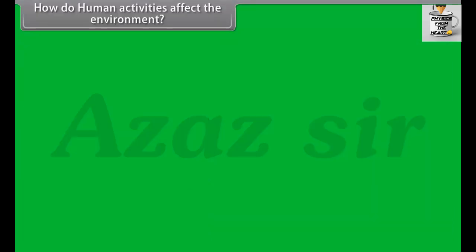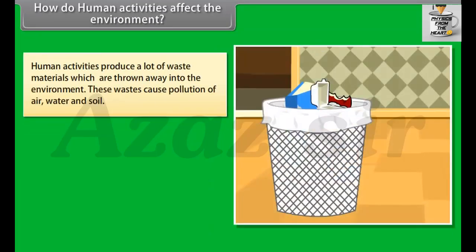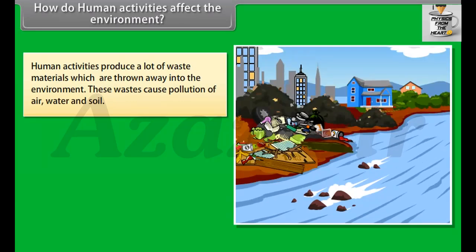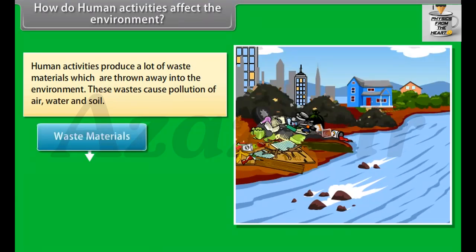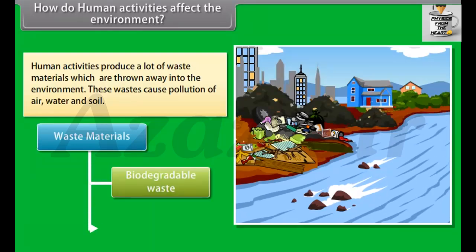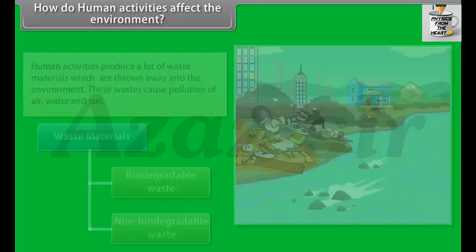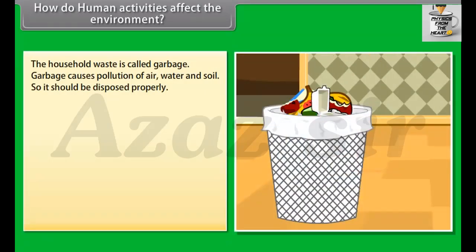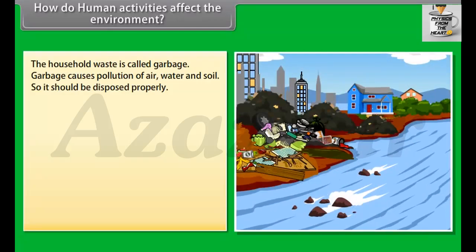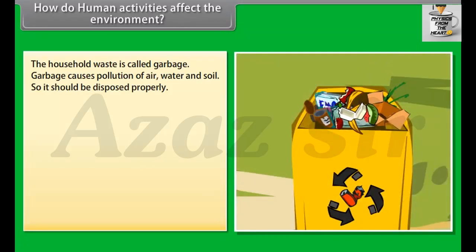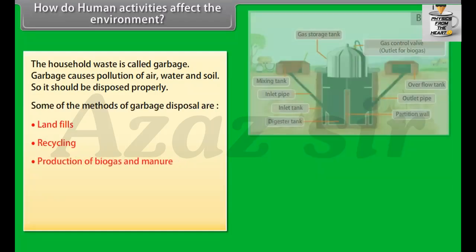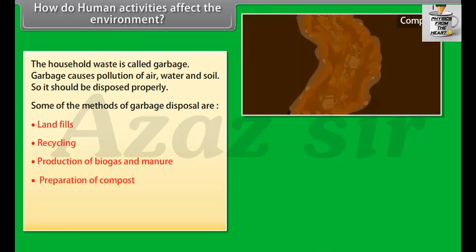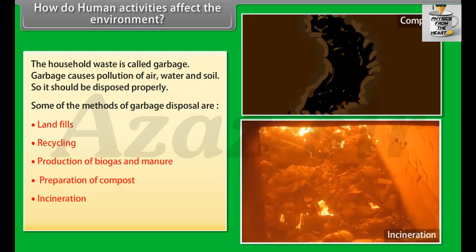How do human activities affect the environment? Human activities produce a lot of waste materials which are thrown away into the environment. These wastes cause pollution of air, water and soil. The waste materials produced are of two main types. They are biodegradable waste and non-biodegradable waste. The household waste is called garbage. Garbage causes pollution of air, water and soil, so it should be disposed of properly. Some of the methods of garbage disposal are landfills, recycling, production of biogas and manure, preparation of compost, incineration, sewage treatment.